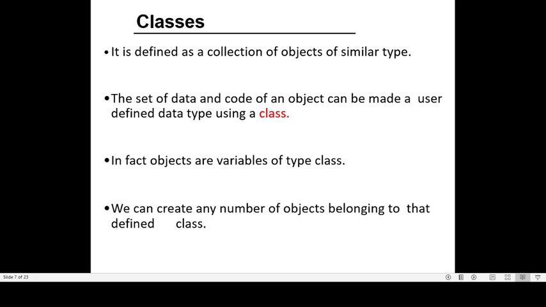Classes. A class is defined as a collection of objects of similar type. A class is nothing but a collection of data members and member functions. The set of data and code of an object can be made a user defined data type using a class. In fact, objects are variables of type class. Here we can create any number of objects belonging to the particular class.